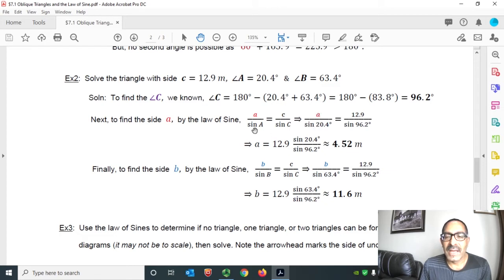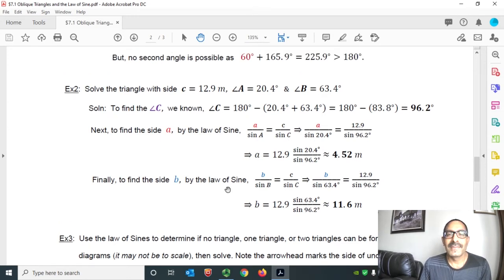The next step, we need to find the value of A. Let's plug the values of these angles and sides here. We know angle A is 20.4 degree. We know side C is 12.9. We know angle C is 96.2. Next, let's cross multiply. So A equals 12.9 times sine 20.4 degree over sine 96.2 degree. Then using a calculator, side A turns out to be 4.52 meter.